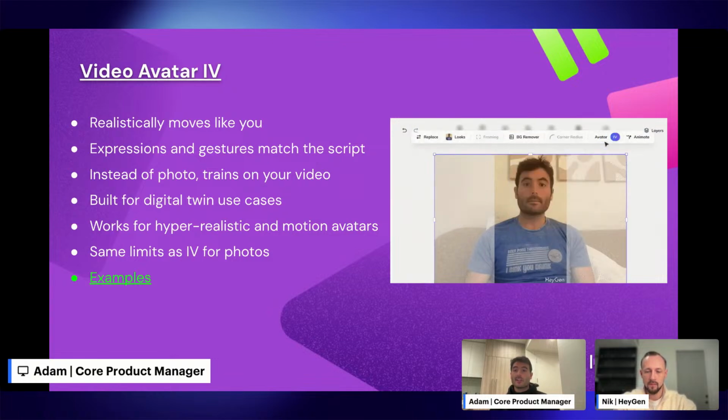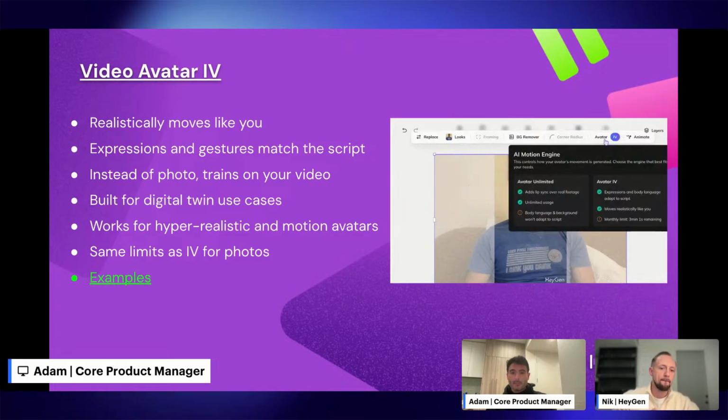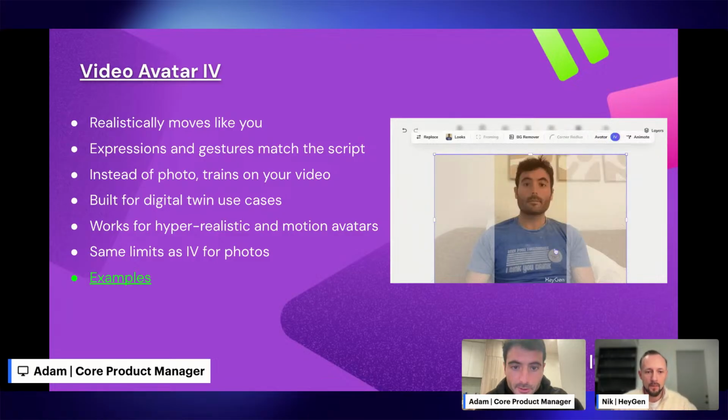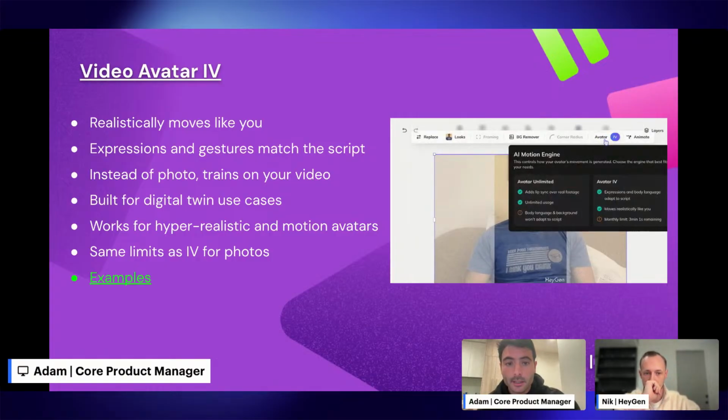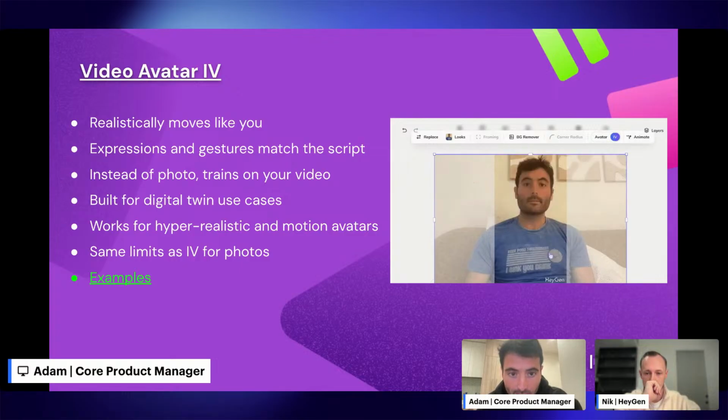You can access it within our studio, and it has the same limits currently as our Avatar 4 for photos. Here in this GIF, you can see how you can access it whenever you apply your hyper-realistic avatar or a motion avatar. You can select it and then just toggle on Avatar 4, and submit like normal.